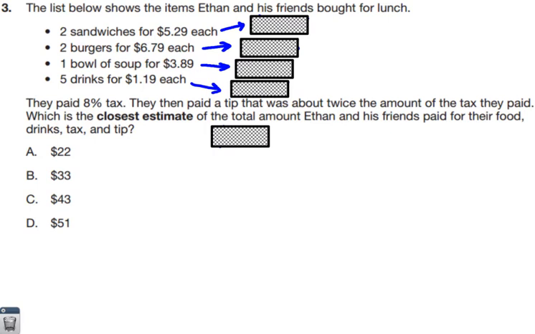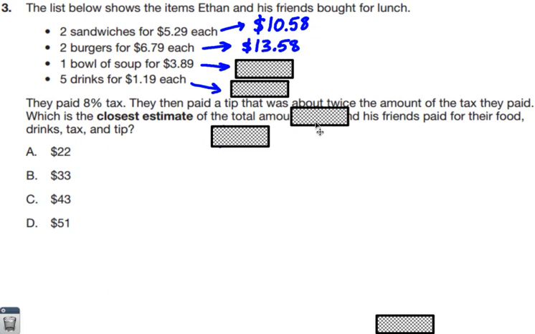So, having read this question and attempted it already, you should look at this and go, well, I need to figure out that purchasing 2 sandwiches at that price will total $10.58. 2 burgers at that price would total $13.58.